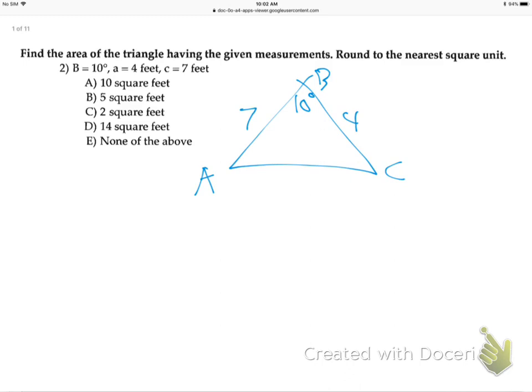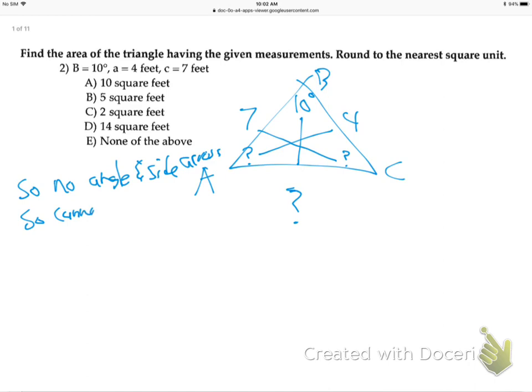Okay, so can I use law of sines? No, I have no matched pair. I don't have the angle and the side across from it. I don't know that one. I don't have the side and the angle across. I don't know that one. See how there's never a matchup with a side and an angle across from it? So we cannot use law of sines, at least not right now. We got to start with the law of cosines.